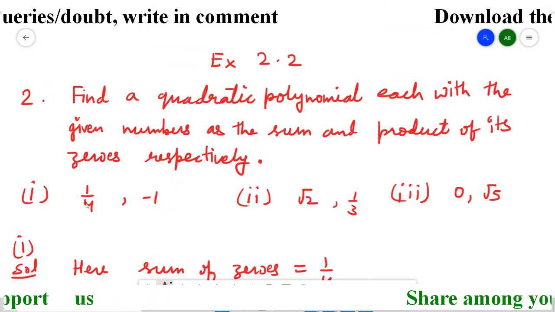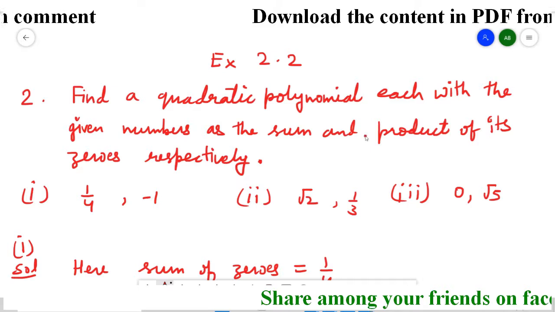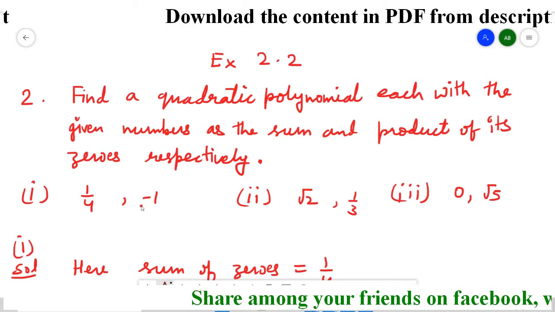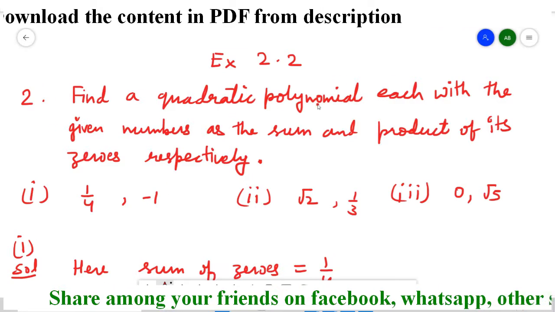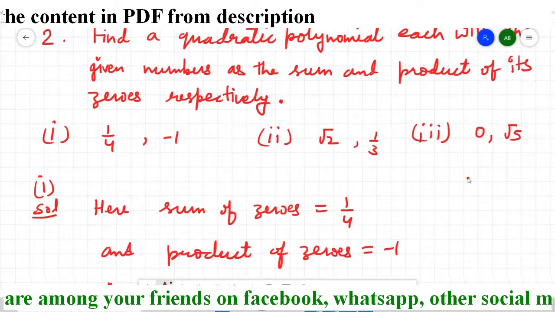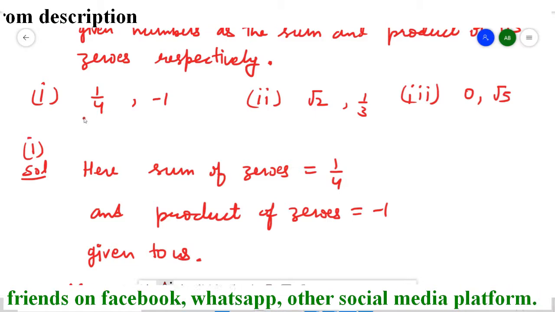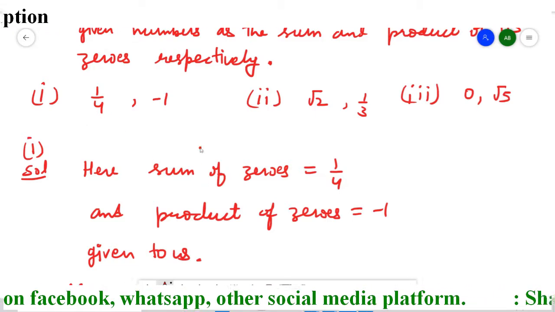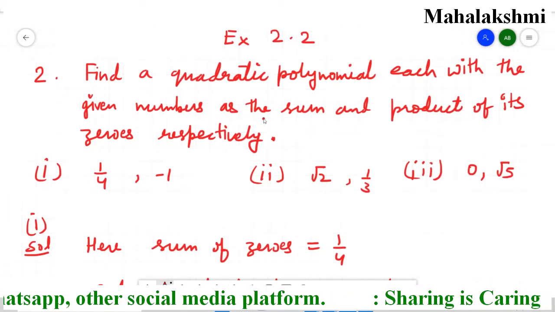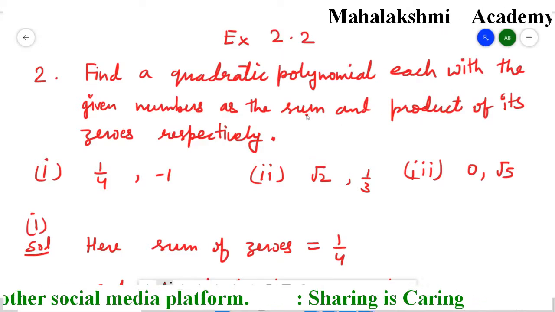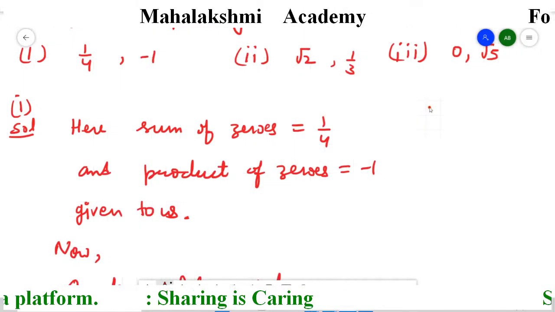Sum of zeros means they directly give us the sum, and the second is directly the product of the zeros. If the sum and product are available, then we have to find the quadratic polynomial. So we'll start the first part. Among the two numbers, the firstly written number is the sum, because respectively is written in the question. So we have to read according to the order of the question, sum and product. Sum is appearing at first place.